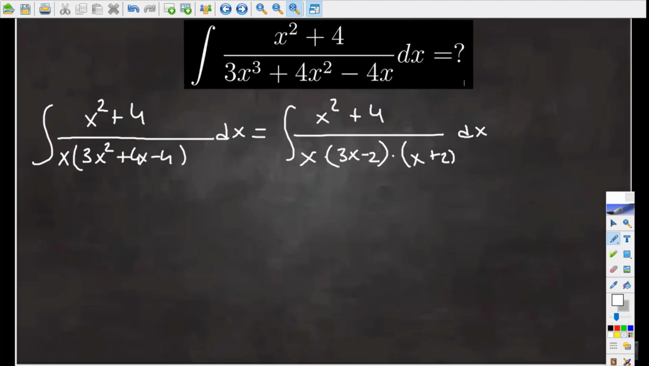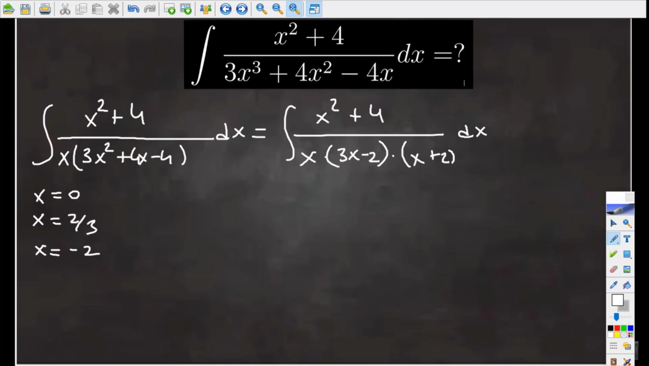So now we finally managed to factor this denominator into linear factors. So now we can apply the method. We're going to set every factor equal to 0. So x equals 0, x equals 2/3, and x equals -2. Then let's move on to the second step.